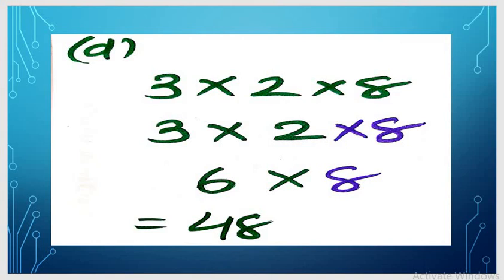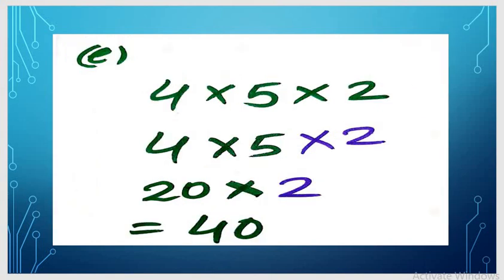Now let's move on. Last, question number E. Question number E is 4 multiplied by 5 multiplied by 2. 4 5s are 20. See here, 4 1s are 4, 4 2s are 8, 4 3s are 12, 4 4s are 16, 4 5s are 20.